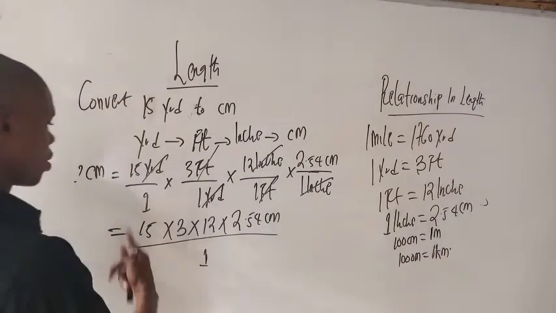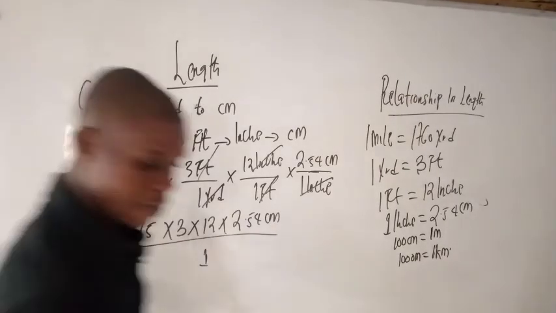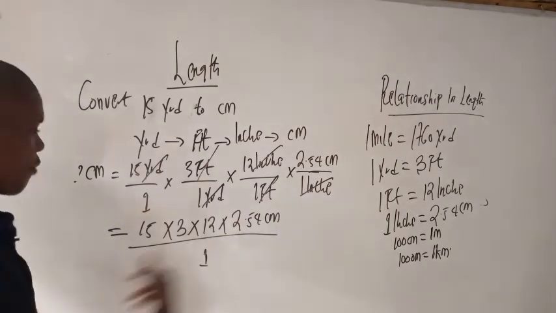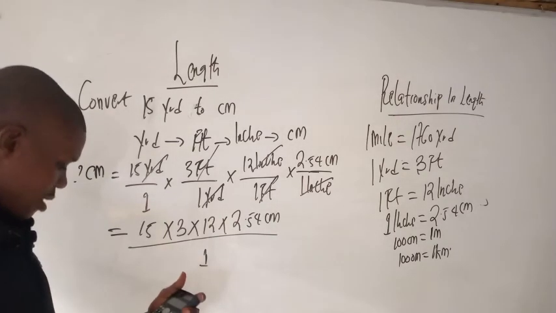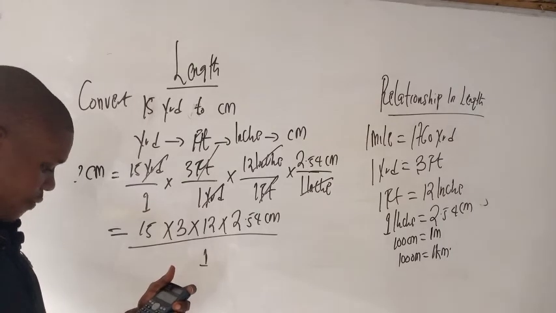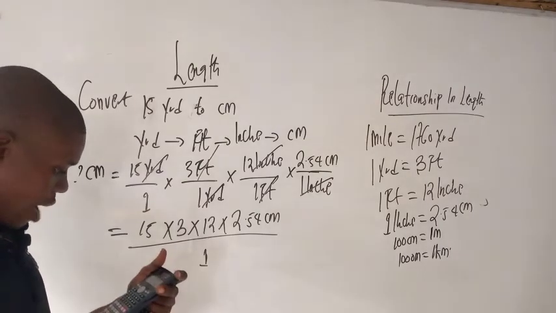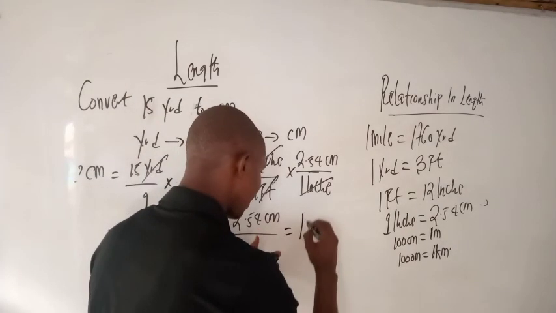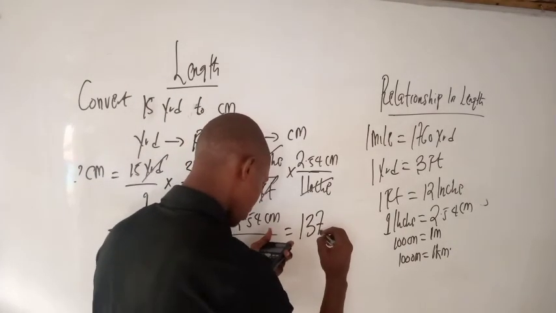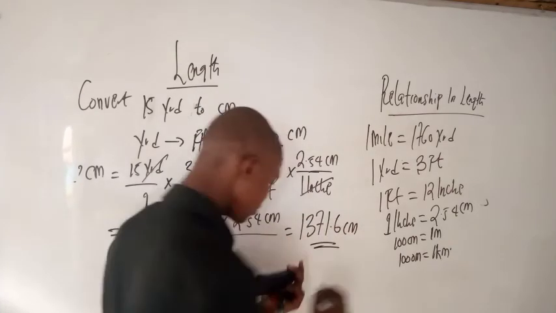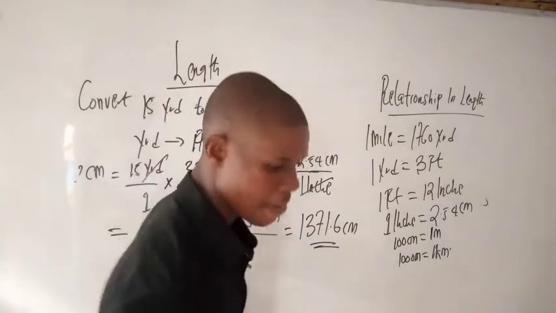So what I have to do is multiply your values and get your answer. 15 times 3 times 12 times 2.54. So here we have 1371.6 centimeter. So that is the answer here.